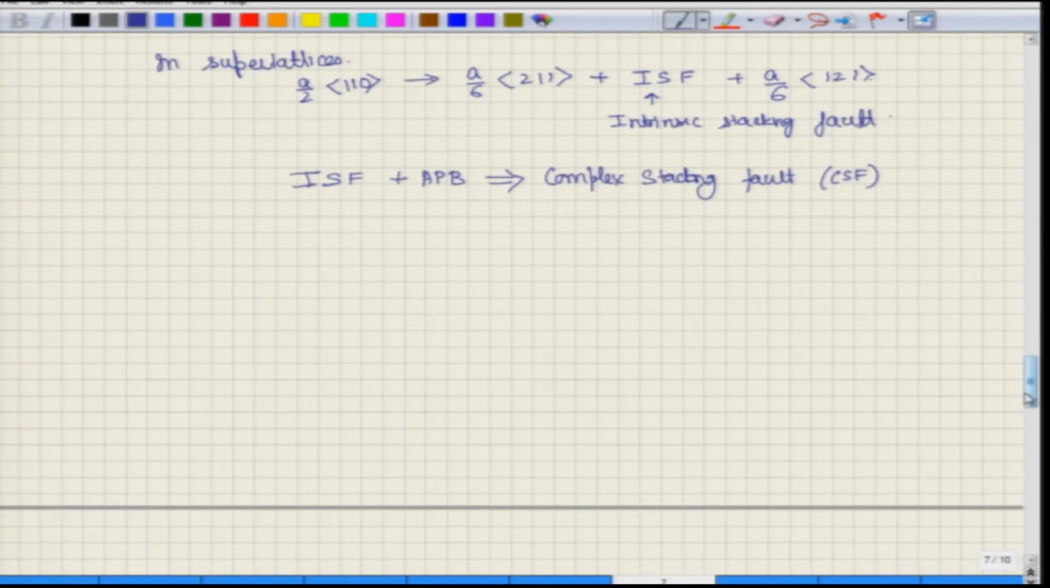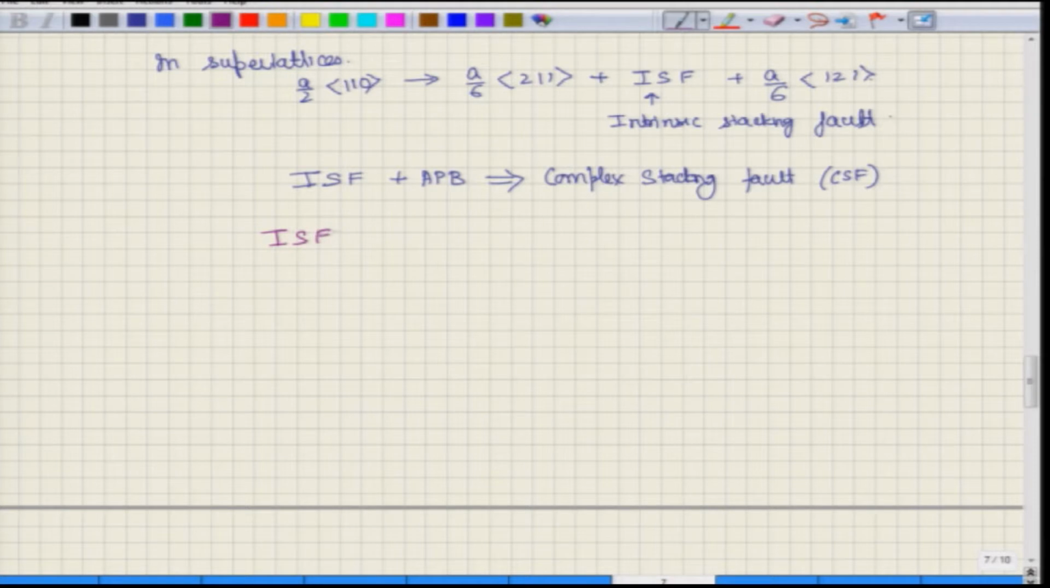Okay, so we have so many terms now: intrinsic stacking fault, APB, CSF. So now let me define not just the nomenclature, but what is the implication of all these three. Let me write it over here. What do you have when you have an ISF, the simple stacking fault we have been calling, occupying an unconventional or unoccupied site? So this is about the site.